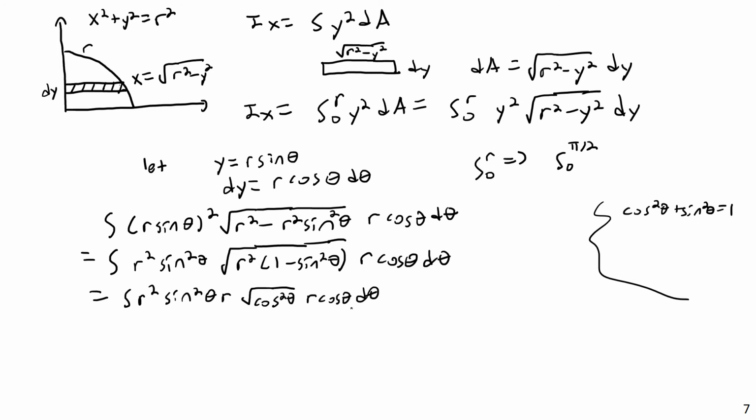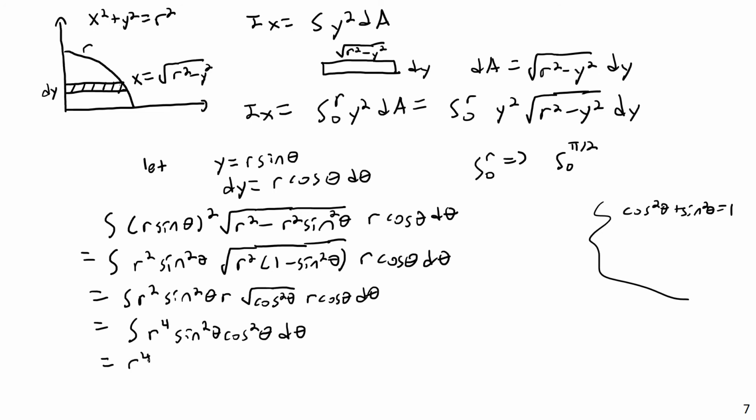Then I can say, okay, well, let's think about this. What do I have? I have 3 r's here, r squared, r, and r, so I can combine those together into a single r to the 4th. And then I would still have that sine squared theta, and if I take the square root of cosine squared, I have a single cosine times another cosine, which would give me cosine squared theta d theta. Isn't this lovely?